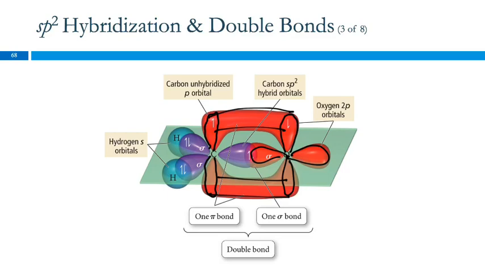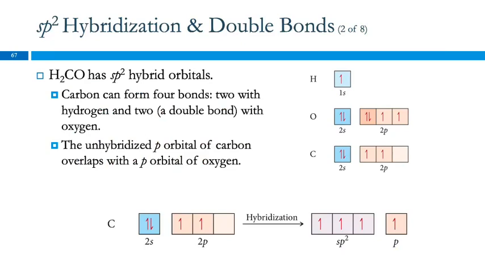Yes? So this lone p orbital on this C, if you go back to the previous slide, it's that lone one. Yeah, there. It's this one.